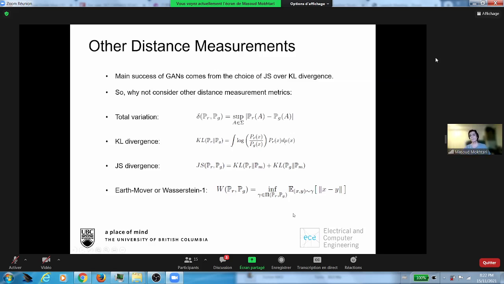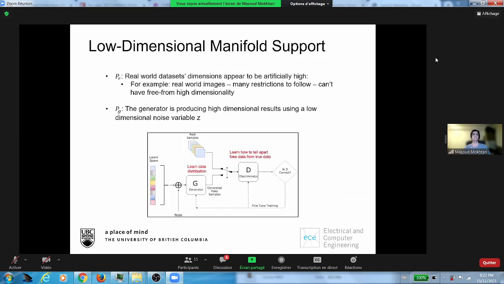Here, pi of PR and PG is the set of all joint distributions. We could look at them as some sort of transport strategy, like how would you transfer dirt from the first pile to the second one? And we want the optimal transport strategy, right? That would give us the minimum amount of mass that you have to move to make them equal, and that would be the earth mover distance.